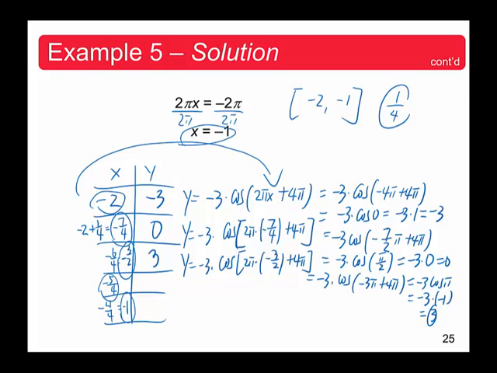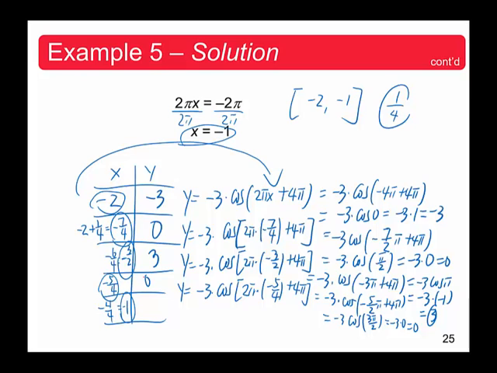Now next one, y equals negative 3 times cosine of 2 pi times negative 5 over 4 plus 4 pi. And this is negative 3 times cosine of negative 5 over 2 pi, adding 4 pi. And this turned out to be negative 3 cosine 3 pi over 2. Cosine 3 pi over 2 is 0. So negative 3 times 0 becomes 0.